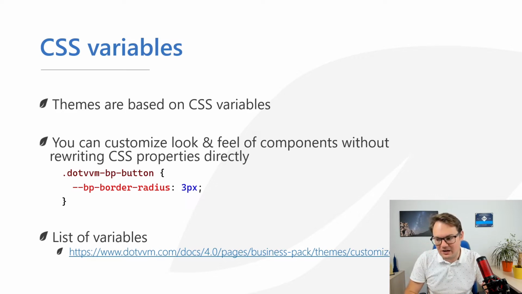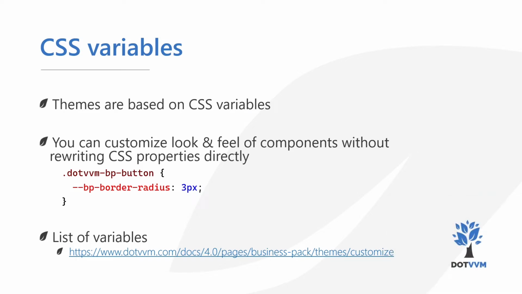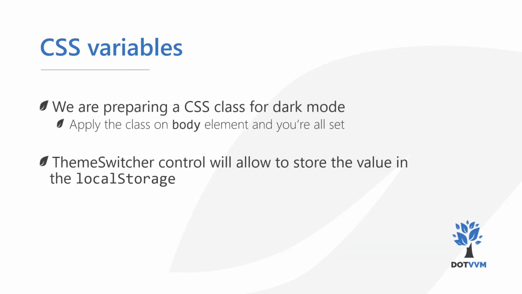controls, and it's very natural because if you open the developer tools in Chrome, you will see a complete list of variables, and in the Chrome developer tools you can just change the values and see what it will do. So it's very easy to figure out. So we are also preparing a special CSS class for dark mode, which will also be done by variables.